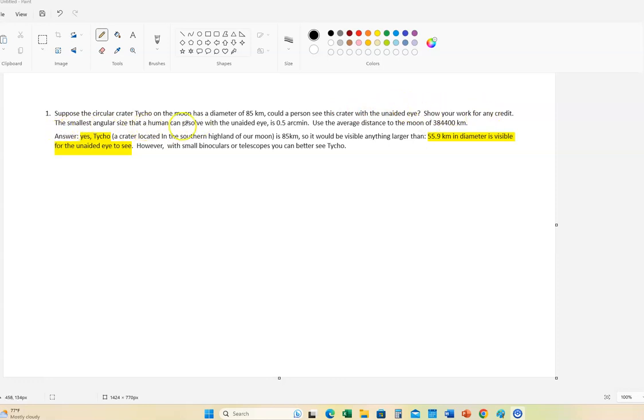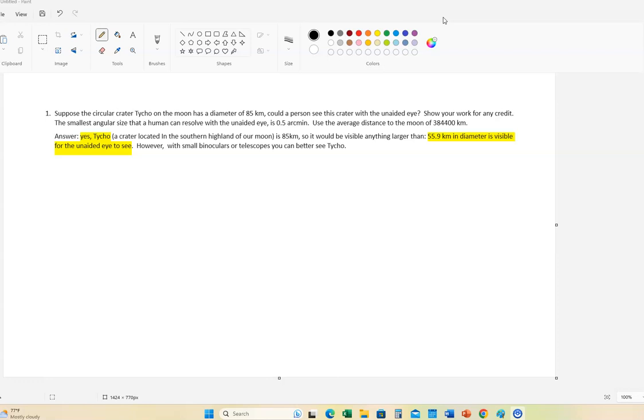The smallest angular size that the human eye can resolve with the unaided eye is 0.5 arc minutes. Of course, we know the average distance to the moon is 384,400 kilometers. So let's see if humans could actually see this. If the number that we come up with is smaller than 85, then you'd be able to see it.